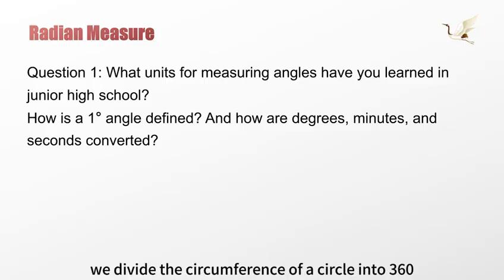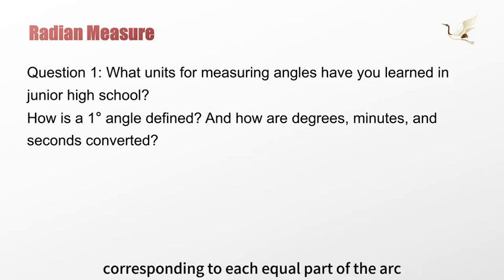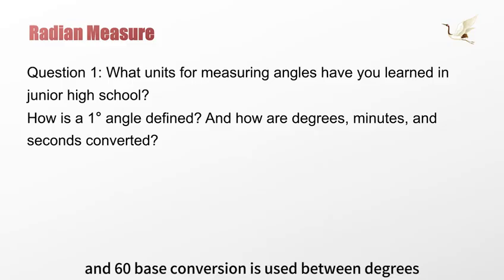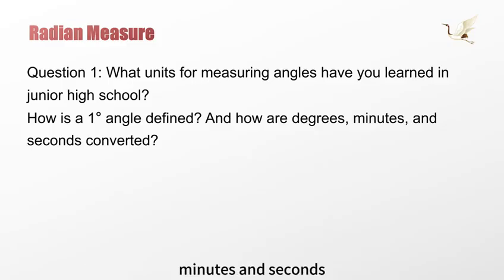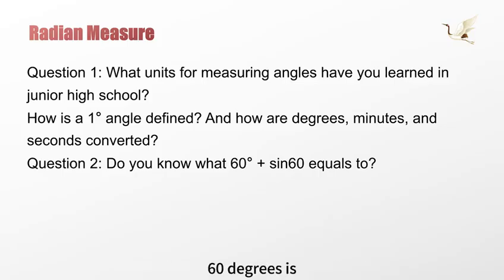We divide the circumference of a circle into 360 equal parts, and the center angle corresponding to each equal part of the arc is called the angle of 1 degree. This system of units for measuring angles is called the angle system, and base 60 conversion is used between degrees, minutes, and seconds. Do you know what 60 degrees plus sine 60 degrees is?